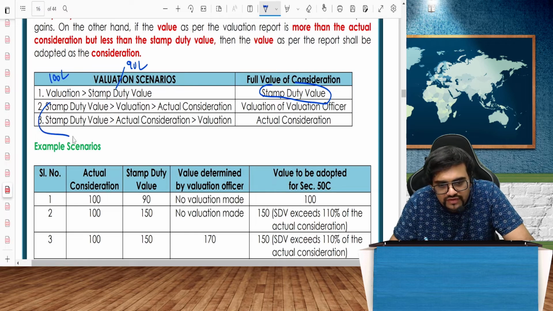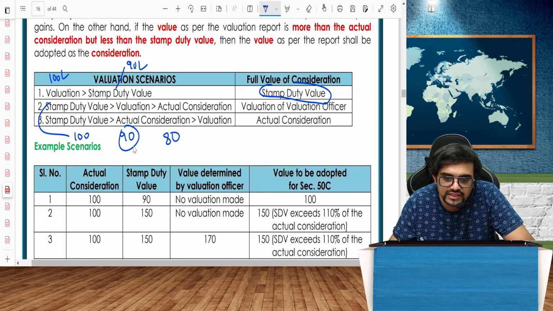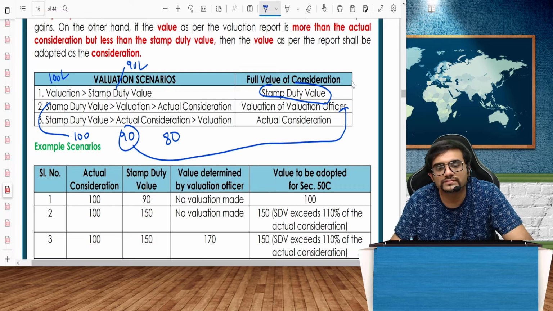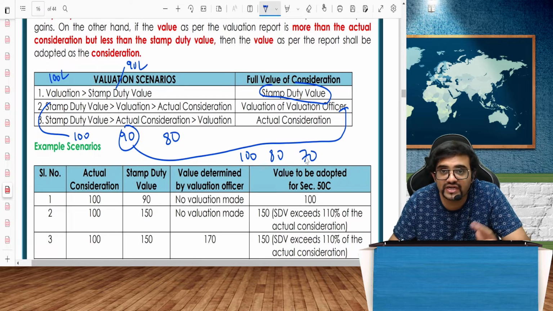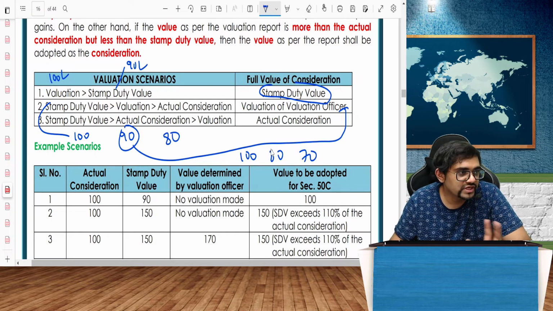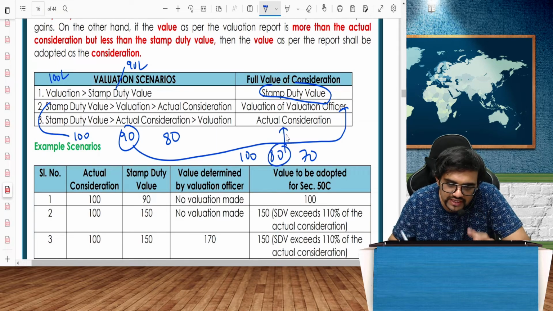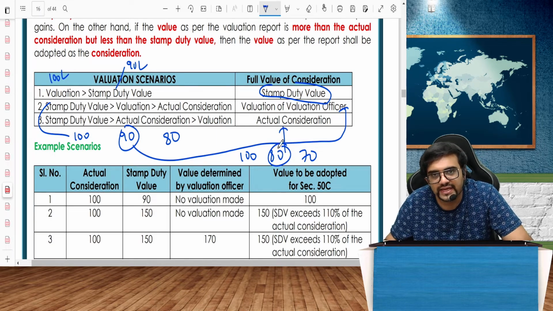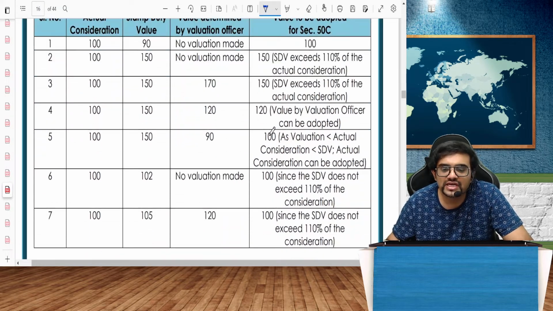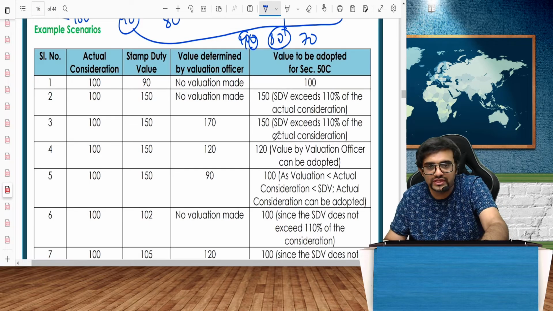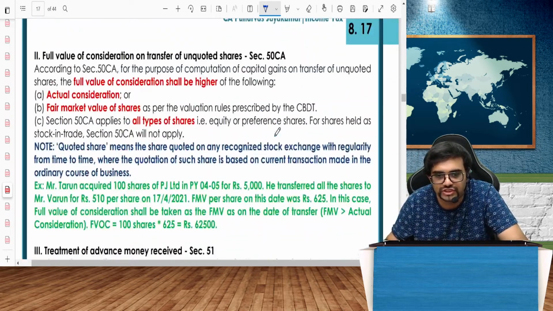But stamp duty value is 100 lakh. Valuation officer says 90. Actual consideration is 80. Then in that case, this fellow, valuation officer's rule will come. Third, stamp duty value is 100. Actual consideration is 80. Valuation officer will make it 70. Like, bro, no. Valuation officer, you are too lenient. I will keep it as 80 only. Let's make it like 90, 80, 70. So yesterday only we discussed in IFOS, we discussed the full thing. I'm not going to repeat it. Same stuff, no change.